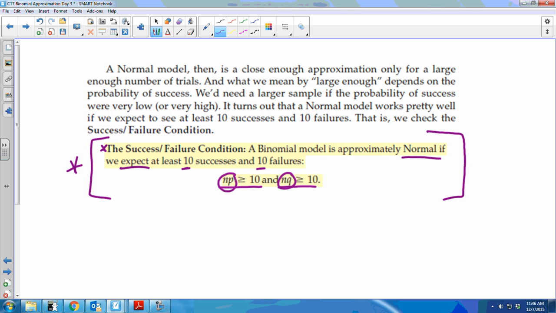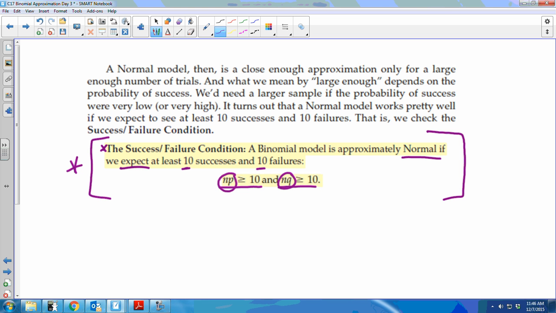We call it the success-failure condition. It just says that your number of expected successes and your number of expected failures are both greater than or equal to 10. So you need to do n times p and n times q and make sure they're both greater than or equal to 10. And if they are, your sample size is large enough to use the normal model. If they're not, you need to use the binomial one because it's not large enough.